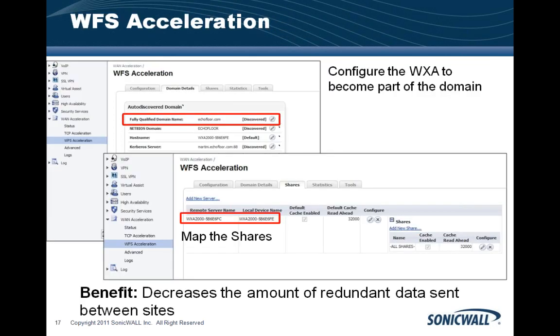We do the same thing for Windows file sharing acceleration. We can extend the WXA as part of the domain and then map the share resources across the VPN or MPLS circuit so that when the user goes to access data, they're actually accessing the data locally, not from the remote server, i.e. they're speeding up the time it takes to actually receive the data when they're going and hitting the file share and then the file resource that they want to hit.